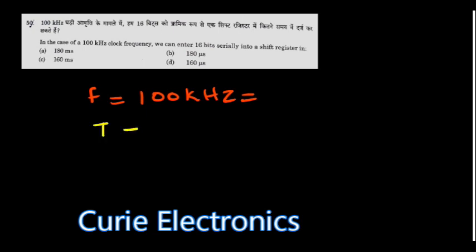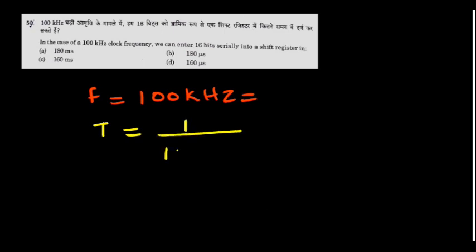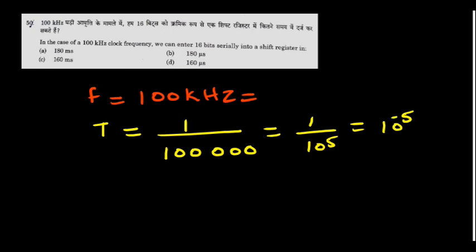So T equals 1 upon 100 kilohertz, 3 zeros. So it comes to 10 to the power minus 5 seconds. Or else we can write it as the same thing.